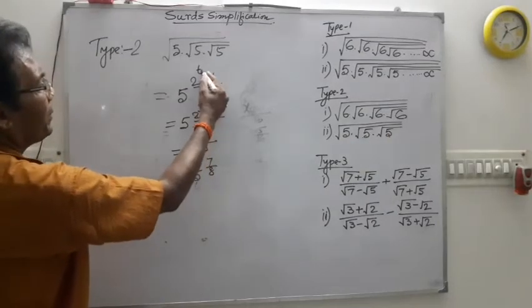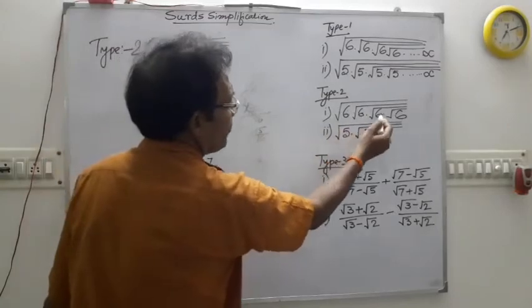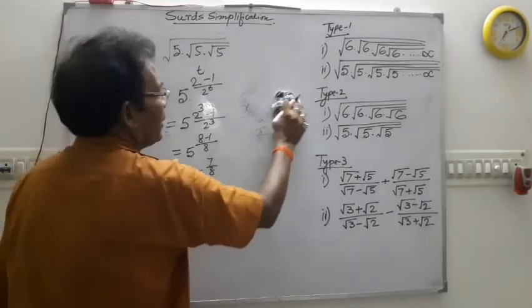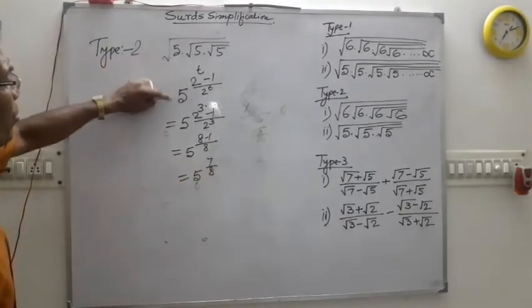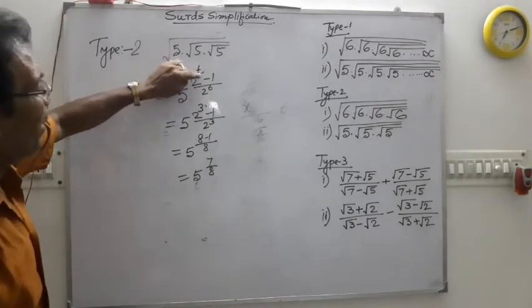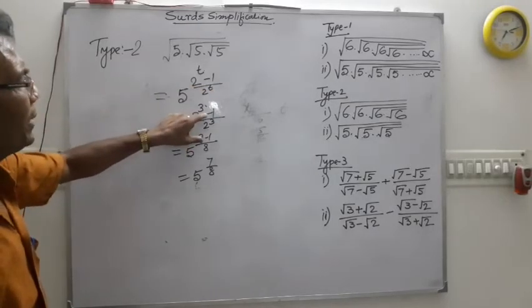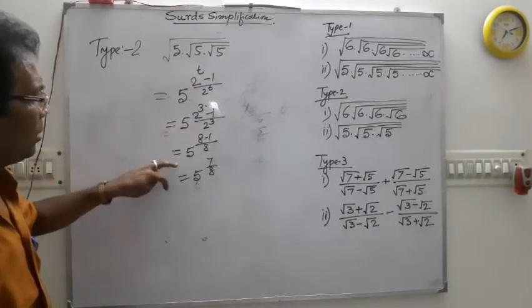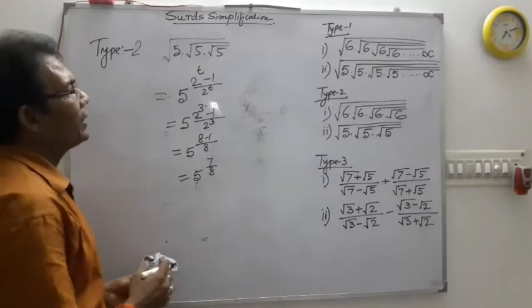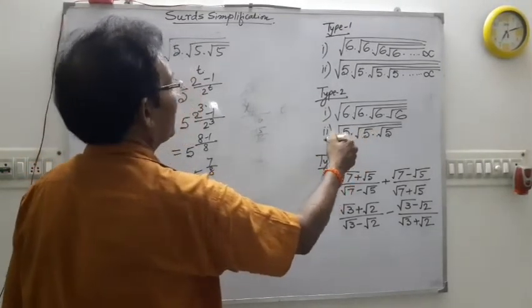So the value of t is 3. And if there are 4 times root, the t value equals 4. So actually the tricky method is the figure to the power (2 to the power t minus 1) divided by 2 to the power t. So 5 to the power 7 by 8. This is the tricky method to calculate such type of surds simplification.